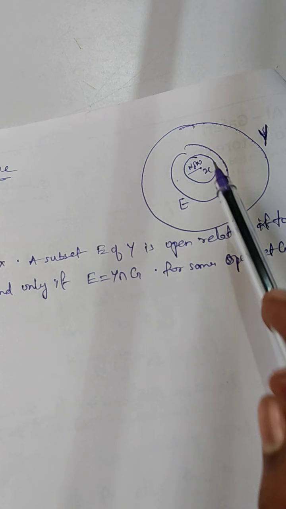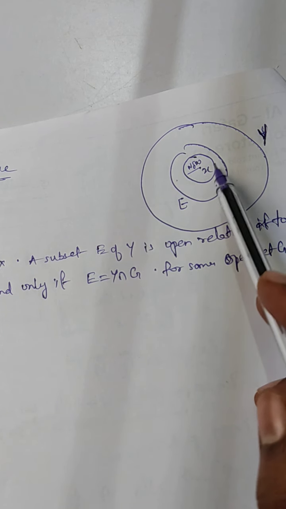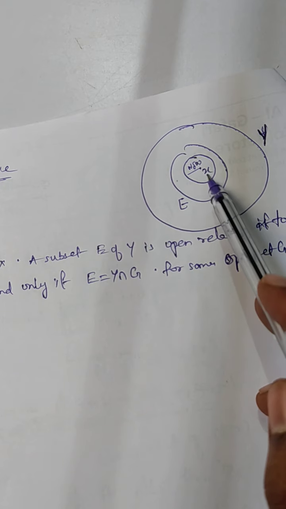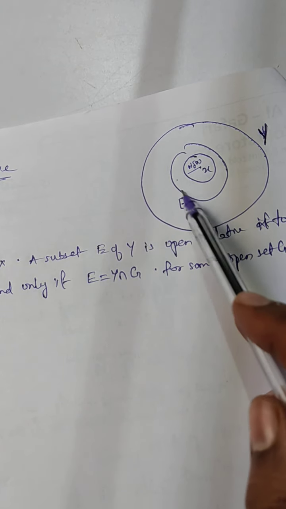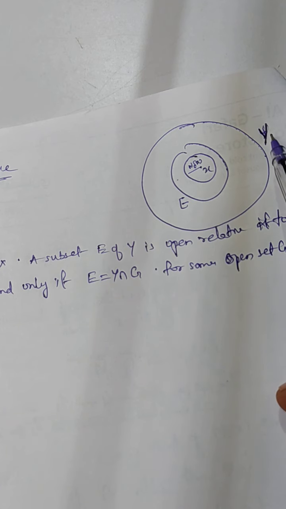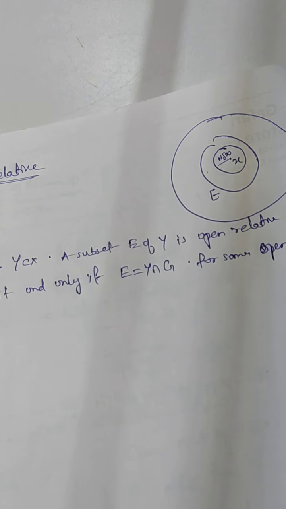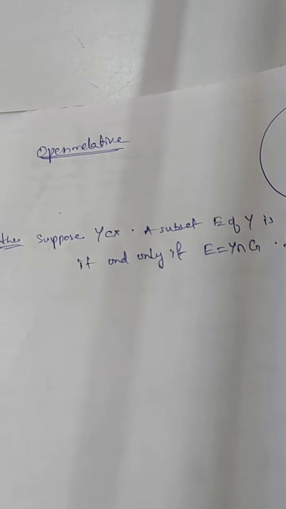We call a set E in Y open relative when every point belonging to E has a neighborhood X which is inside Y. At that time we can say that E is said to be open relative to Y. That's it. Now there is a theorem related to this, only one theorem.